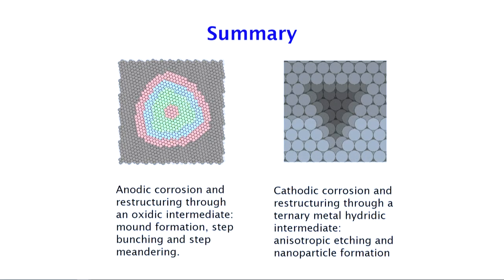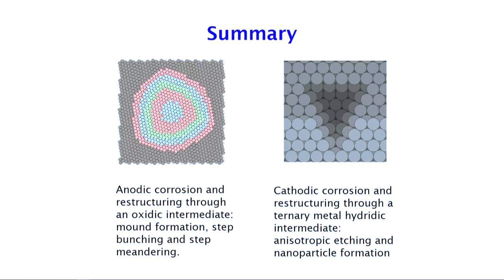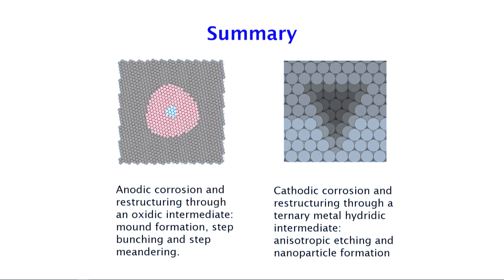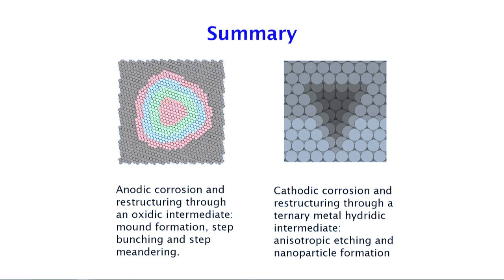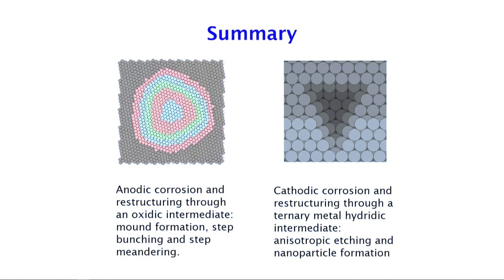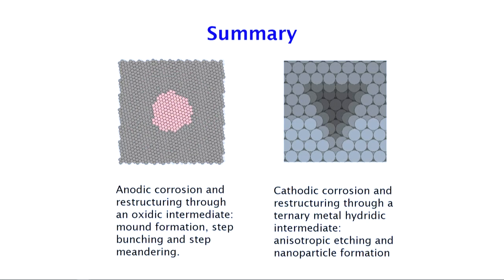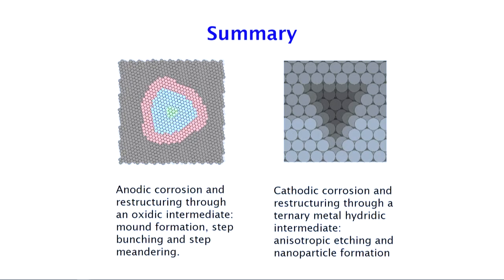Okay, finally, I showed you that there is anodic and cathodic corrosion of platinum. Anodic corrosion and restructuring happens through an oxidic intermediate. I showed you mound formation, step instability, step bunching, step meandering. I should mention that if you make thicker oxides, of course, platinum dissolves, and then you redeposit, and that also contributes to the roughening of platinum. Interestingly, if we go to negative potentials, there's another instability, which we think goes through a ternary metal hydride. This leads to anisotropic etching and nanoparticle formation.